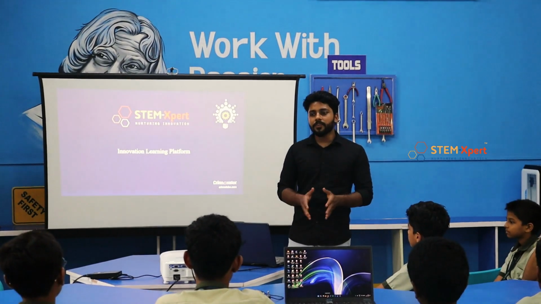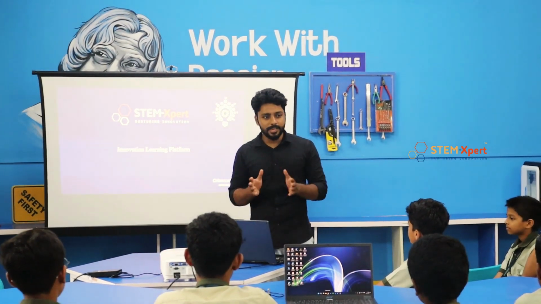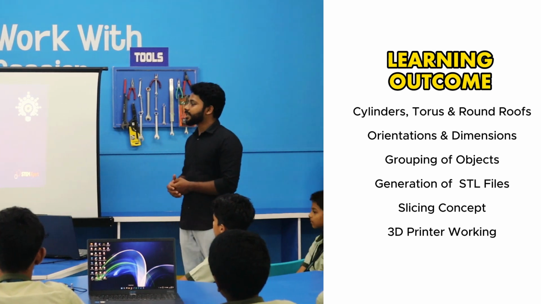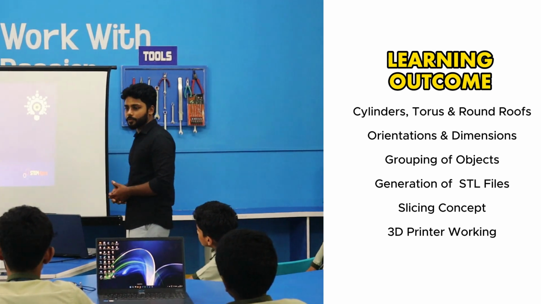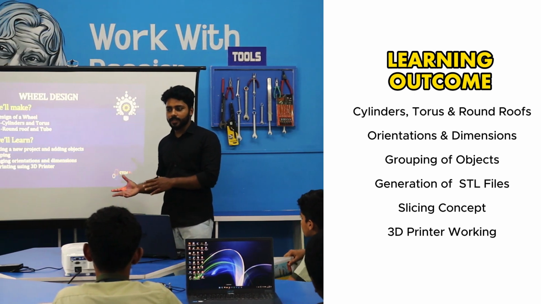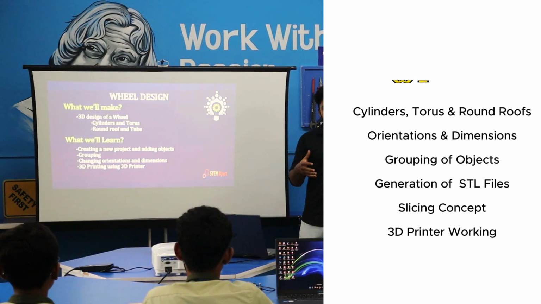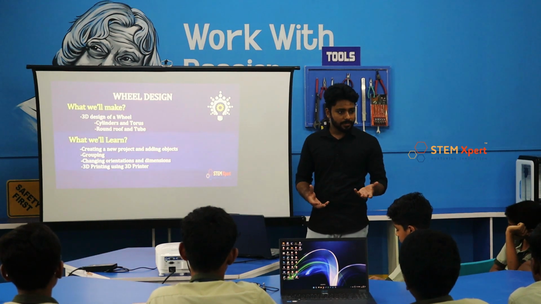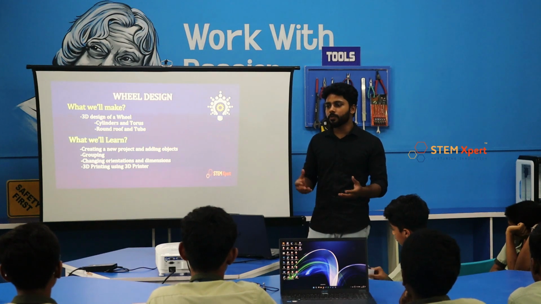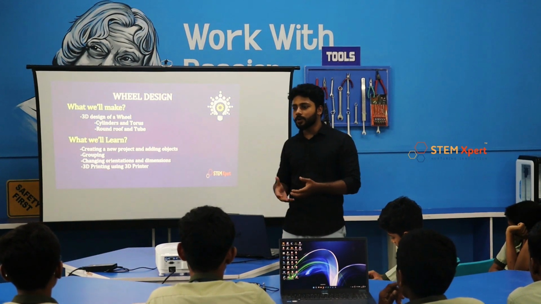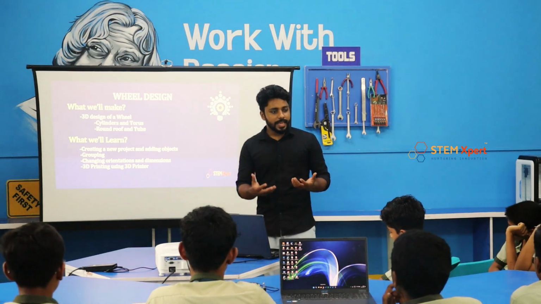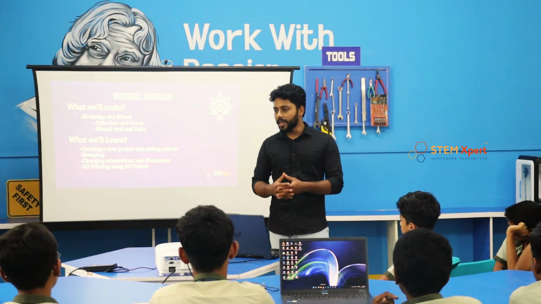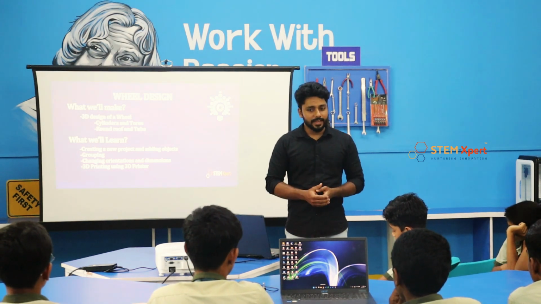In the same way, we are going to make a 3D design of a wheel today. Here we are using cylinders, torus, round roof, tube, this kind of objects, and we will be adding these objects into the work plane and we will make some of them whole objects. We used solid objects before and we used to cut down these solid objects using whole objects, right? In the same way, we are using these kinds of objects in the work plane and we will be making a wheel design.